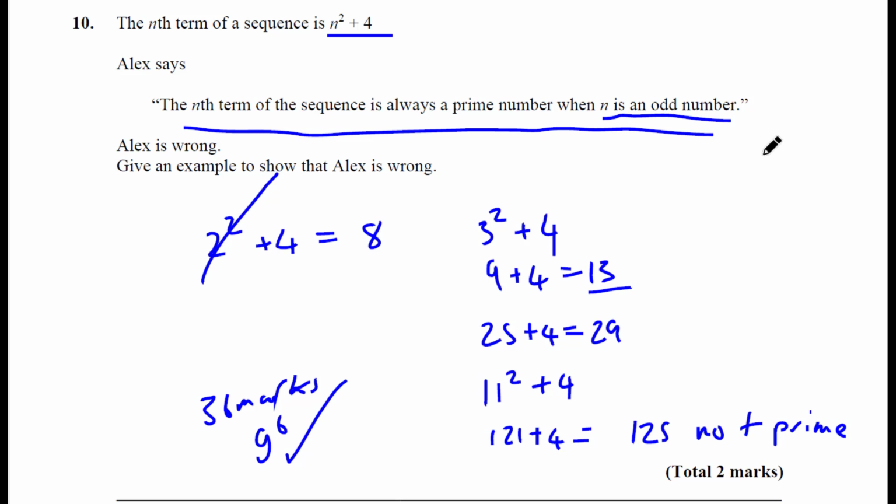Now 9 squared would also work, so as long as you find a number that works, because that's going to be 81. 9 squared equals 81, plus the 4, which equals 85, and that is also not prime. So more than one solution. You should get the full marks on this, because you just keep on trying. You've got to calculate it until you get a number that's not prime.